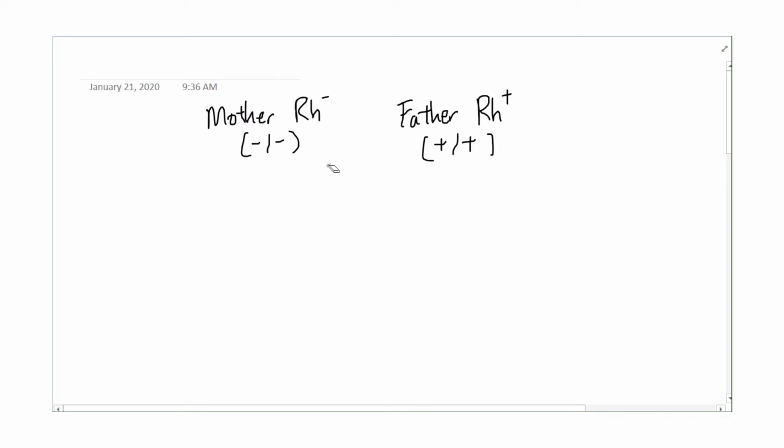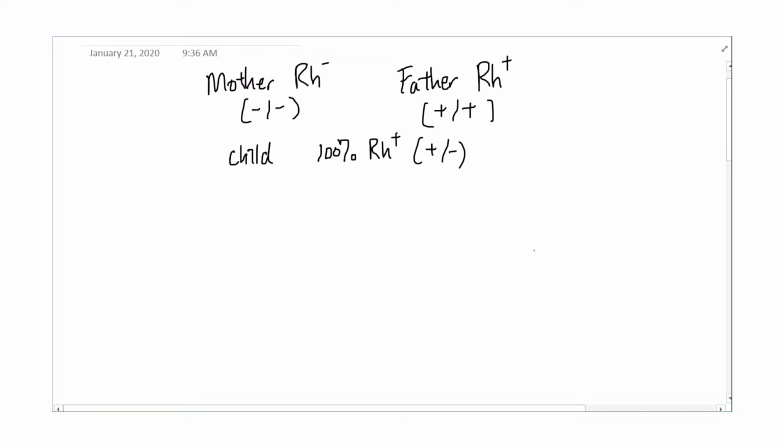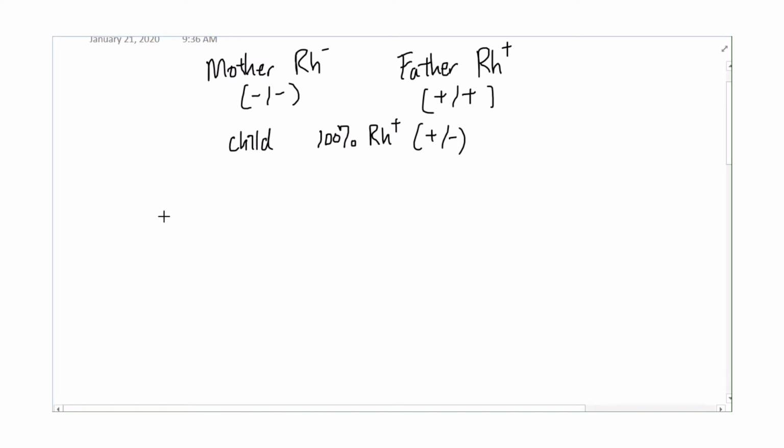So if they were to have a child, then there's a 100% chance that their kid is going to be Rh positive, right? This is the child. It's going to be 100% Rh positive, and the genotype would be positive, negative, like this. So let's consider the first pregnancy.